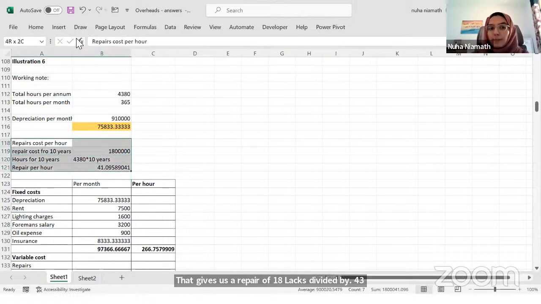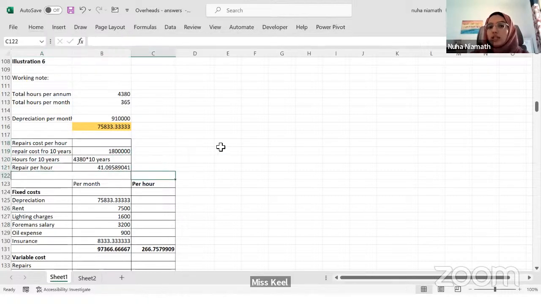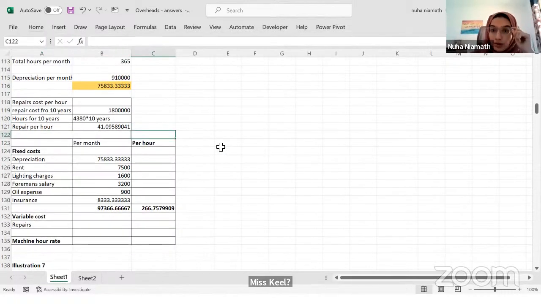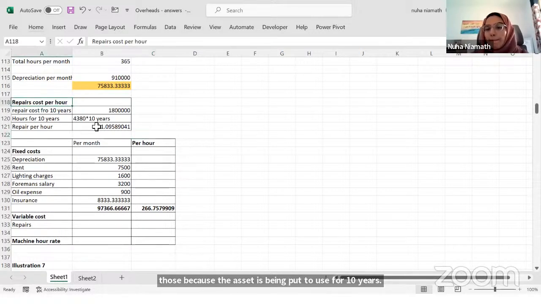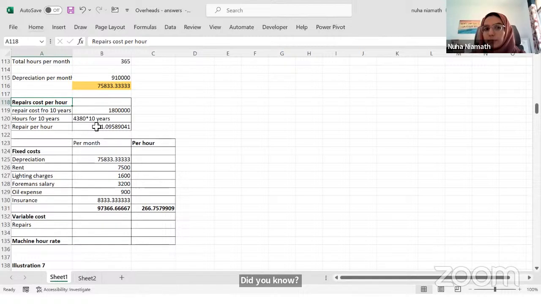Is that clear? Is everybody able to understand the whole unitary method, where we are multiplying it with the number of years because the asset is being put to use for 10 years? Is it clear? Want me to explain this again? Anybody? Please let me know.